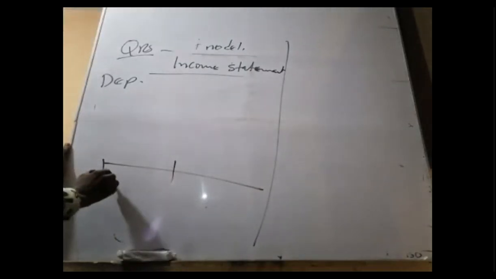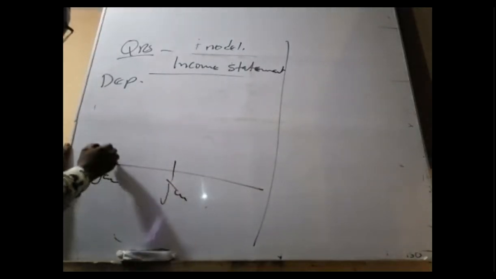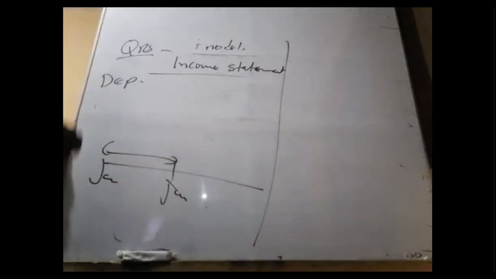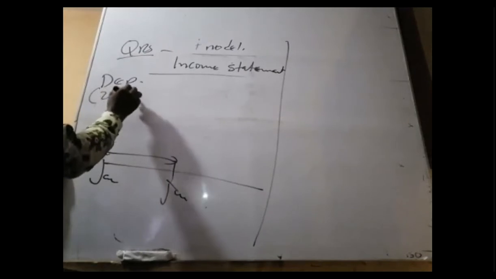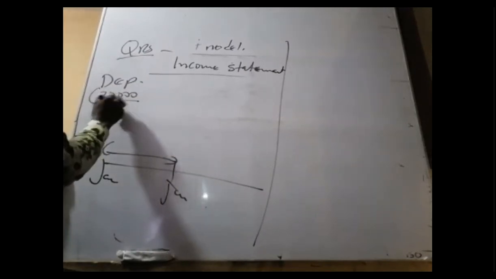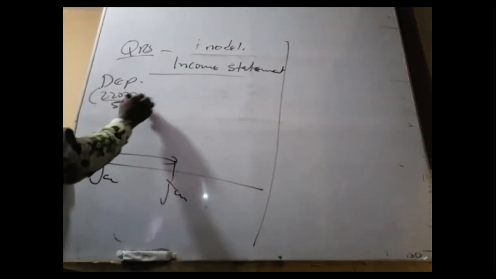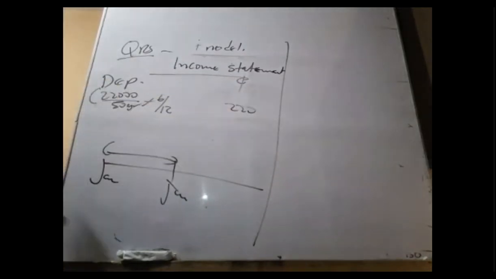Let's calculate depreciation for the 6 months. This is January. The asset was transferred June. So for this month, it was PPE. So depreciation for the first 6 months: 22,000 divided by 50 years times 6 out of 12. You get what? 220, right? That's the first 6 months depreciation.